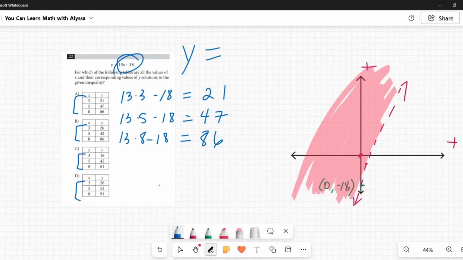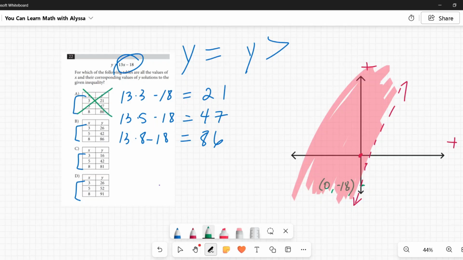But we want where y is greater than that. So now I just need to look over on this side and see which of them has 3 numbers where each one is greater than these 3 that I've found. So here, 21, 47, 86, they all match. No, I don't want where they match. I want where it's equal.